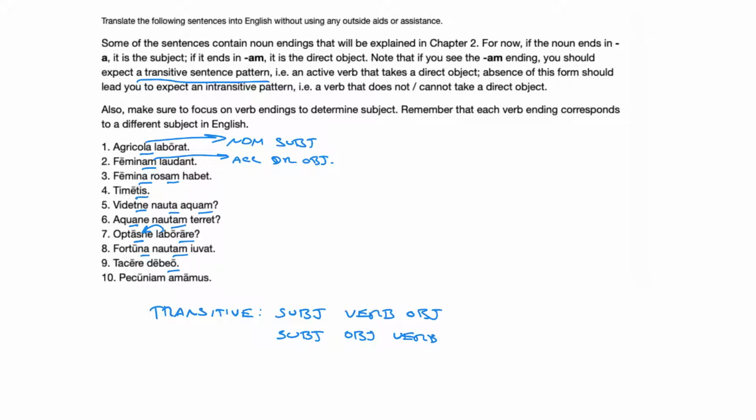All right. Finally, number 10. All right. Is your direct object. Mus is going to be the subject of your verb, which of course is amamus. The subject is going to be contained in that ending. So amamus will give you subject and verb, and then pecuniam will be your direct object.